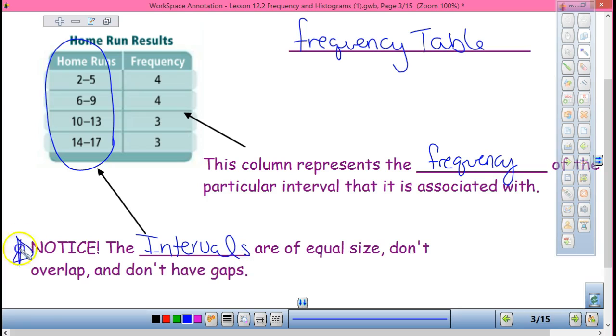And this is the super important part. The intervals have to be equal size. So 2 to 5 would be 2, 3, 4, 5. They're all three of them, right? 6, 7, 8, 9, 10, 11, 12, 13. They're all of equal size. They don't have any gaps or any overlapping. This one stops at 5 and this one starts at 6. And there aren't any gaps in them. So if this one ends at 5, this one can't start at 8. That makes sense? All right.